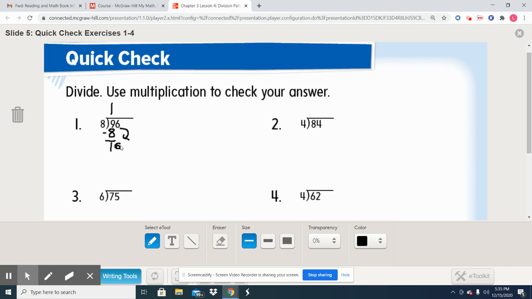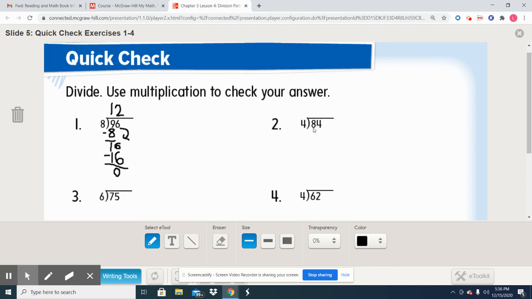How many times does 8 go into 16? Well, 8 times 1 is 8, and 8 times 2, that's the same as adding 8 2 times, would be 16. So 2 is the answer. 16 minus 16 is 0. There is no remainder, so the answer is 12. You stop when you get to 0.